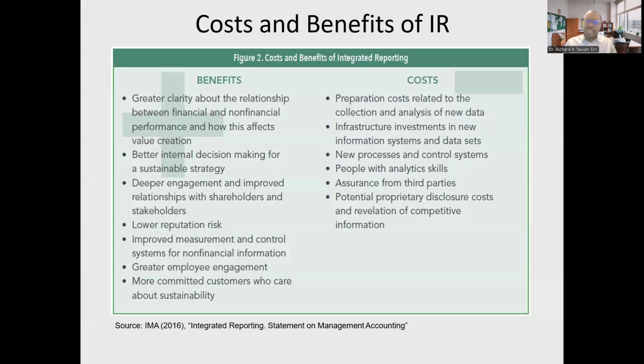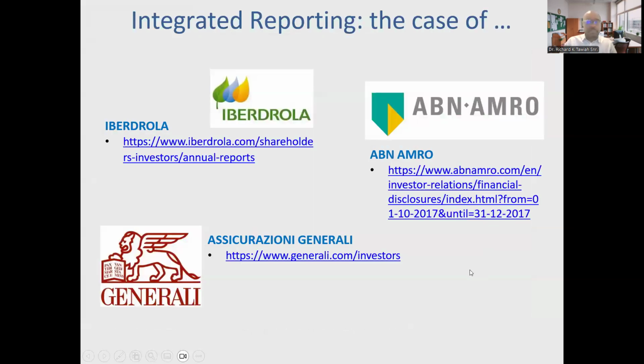Will you get assurance from third parties? What about potential proprietary disclosure cost and revelation of competitive information? If you're not careful, you end up disclosing your competitive advantage to a rival company, and he will pick up on it to outcompete you in the market. So it comes with benefits, it comes with cost. So these are examples we've cited here for integrated reporting. If you go to their website, Iberdrola has one, ABN AMRO has one, and then this particular company, Assicurazioni Generali, also has an example of an integrated report.